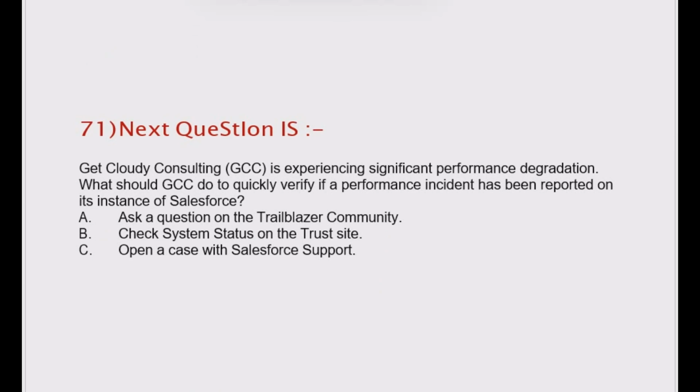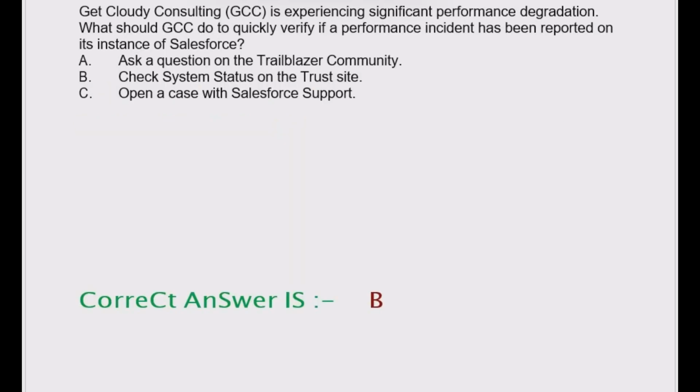Question is, Get Cloudy Consulting GCC is experiencing insignificant performance degradation. What should GCC do to quickly verify if a performance incident has been reported on its instance of Salesforce? Option A. Ask a question on the Trailblazer community. Option B. Check system status on the trust site. Option C. Open a case with Salesforce support. Correct answer is option B.